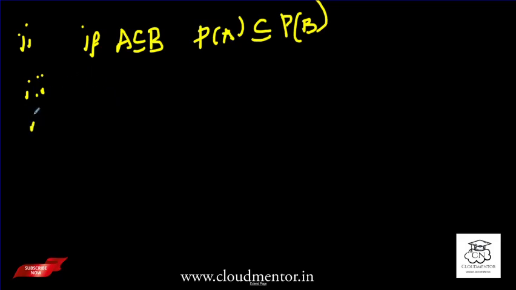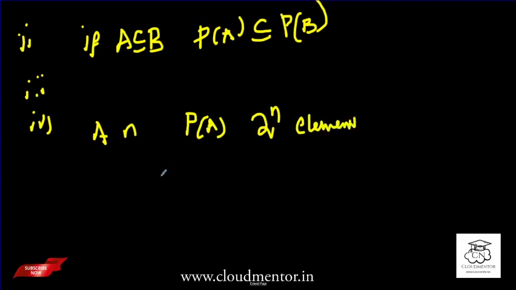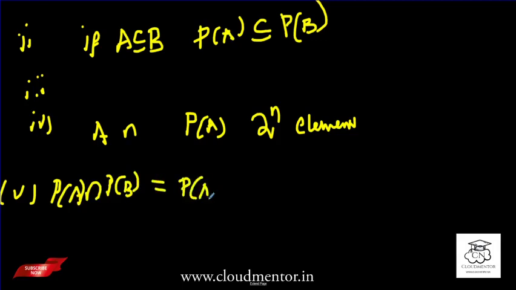And the fourth one is that if A has n elements, as we have told before, then P of A, the power set of A, has 2 raised to n elements. That is the number of subsets. And so the fifth property is that P of A intersection P of B will be equal to P of A intersection B.